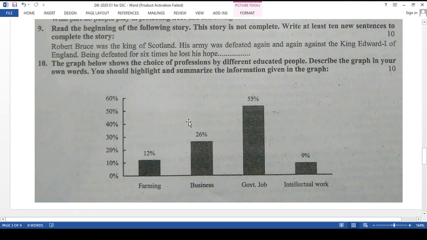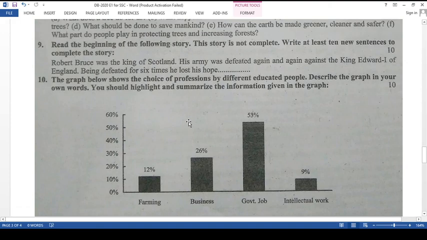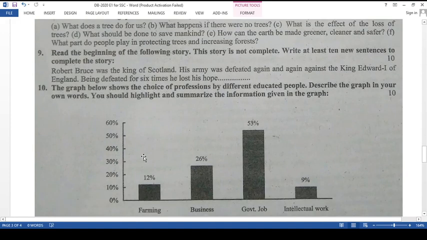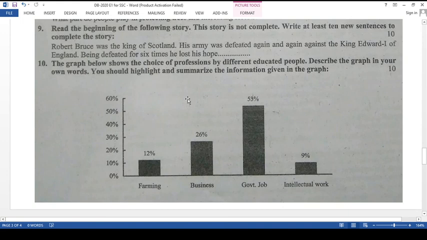So at least I am asking you students to do one writing homework. You need not write 8 and 9. At least you will write number 10 and then send it to my personal Viber ID so that I can check it out.